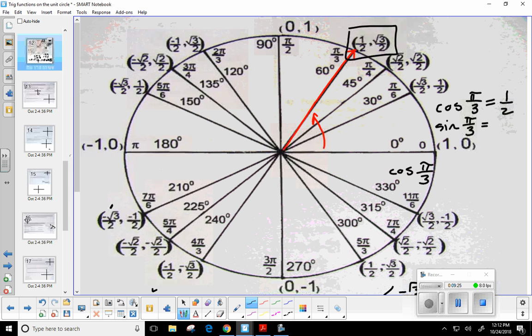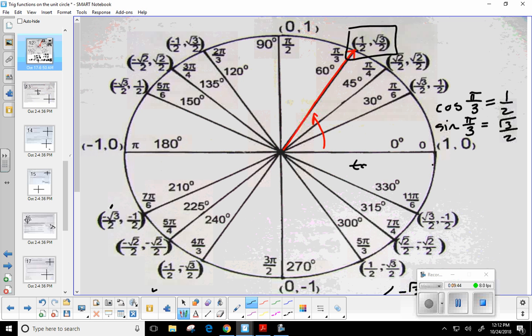Genevieve? It just gives you the y, which is the square root of 3 over 2. If I wanted the tangent of pi over 3, then I would take the y value and divide it by the x value. Does anybody want to see that? Okay, so let's do that one.